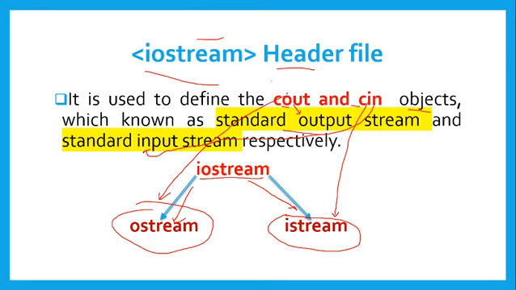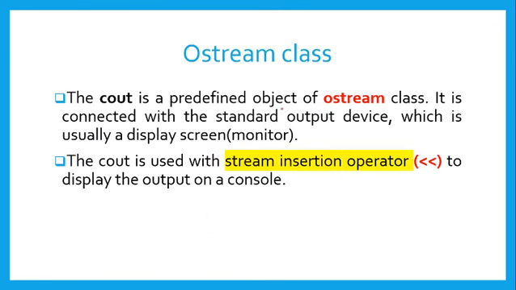Cout is used to print a message on a standard output device and cin is used to accept a value from the standard input device. A standard input device means the keyboard and a standard output device means the display screen, either the monitor or any display screen. Now let's see about the ostream class.